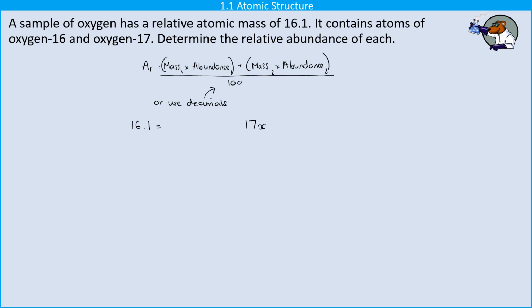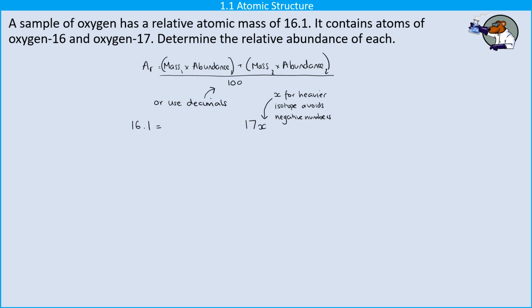So I've got 16.1, that's the relative atomic mass that I'm given in the question. And then I'm going to make x the abundance of one isotope. And you'll notice here that I've picked my heavier isotope, my oxygen-17. The reason for that is that later on, if I don't do this, I'm going to end up with some negative numbers. Negative numbers are fine, we can just divide everything by -1 to get rid of them, but I'm not going to have to do that step later if I've used x as my heavier isotope.